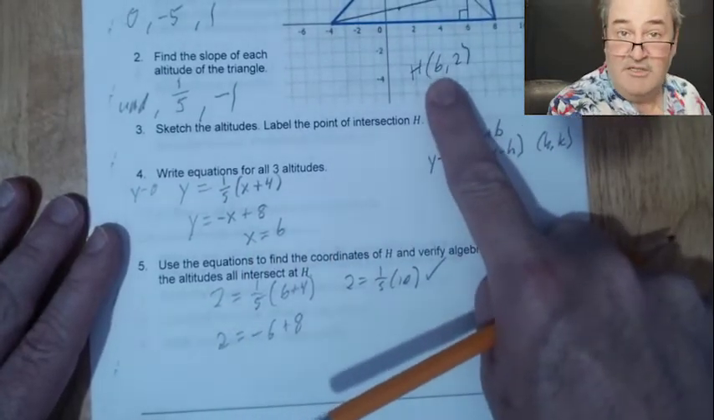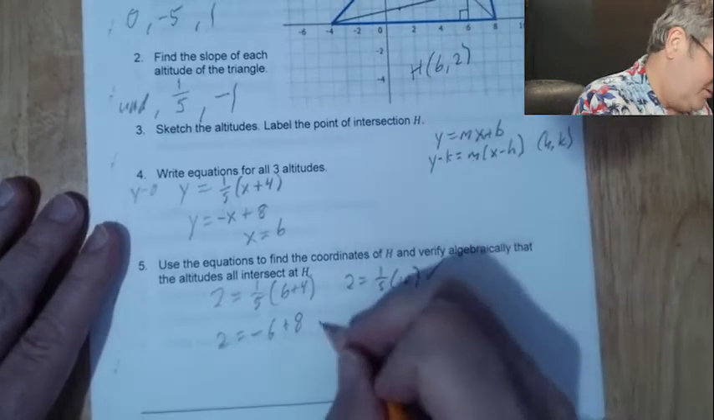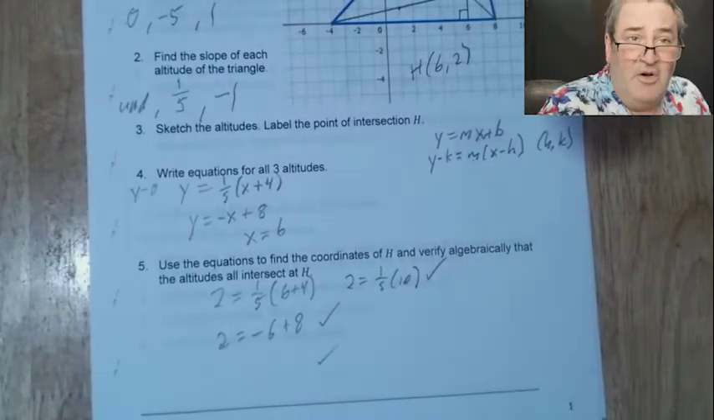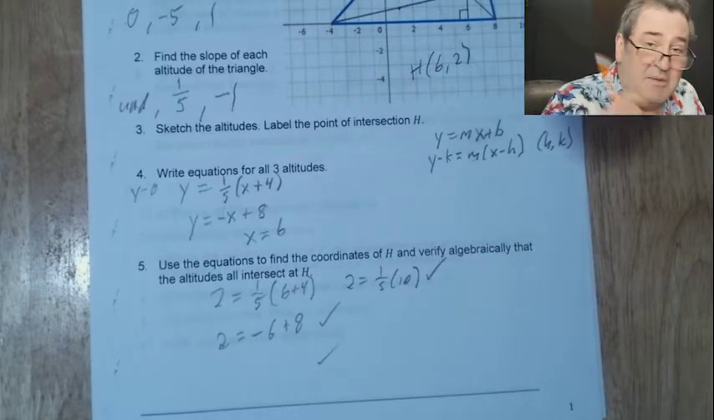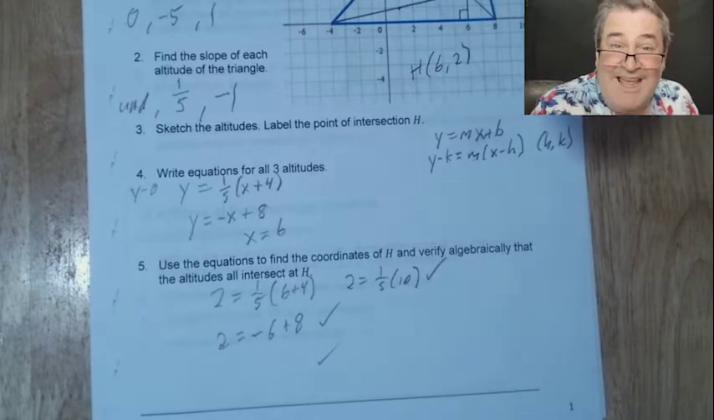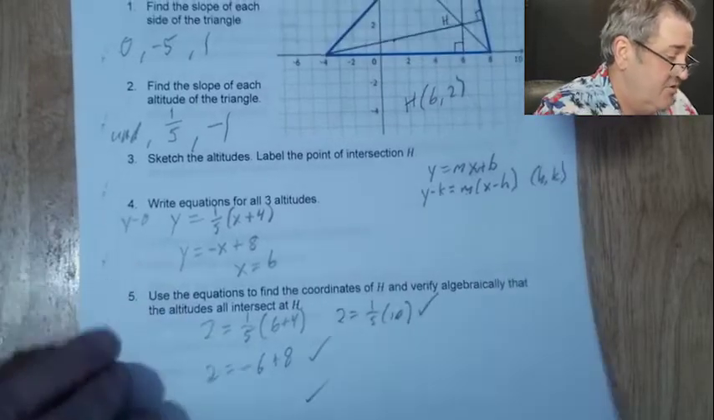Does our x equal 6? Yes, it's on that one too. So it is on all three lines, because the equations for those lines, we can take the point and plug it into those equations, and it works every time. So perfect.